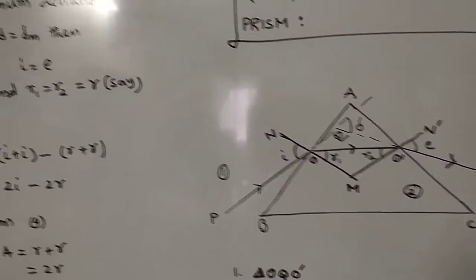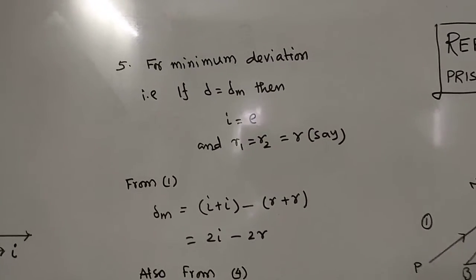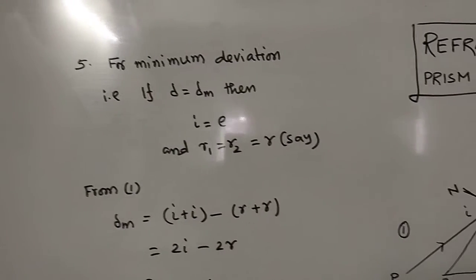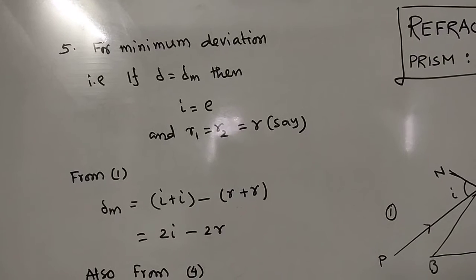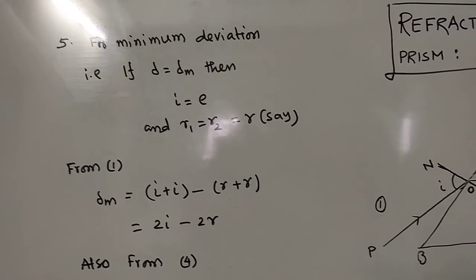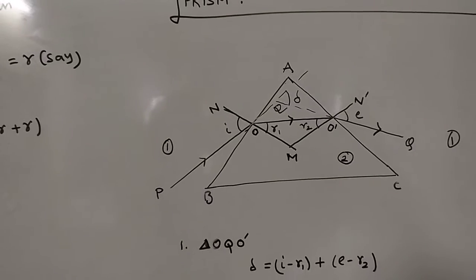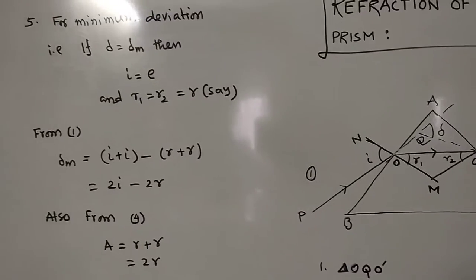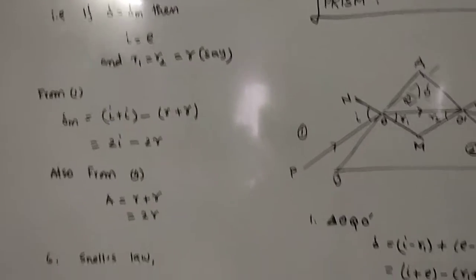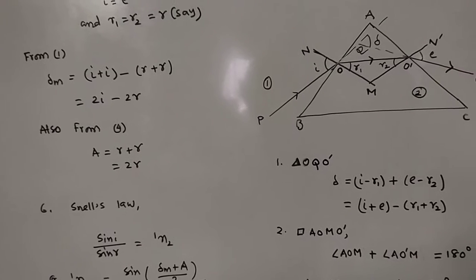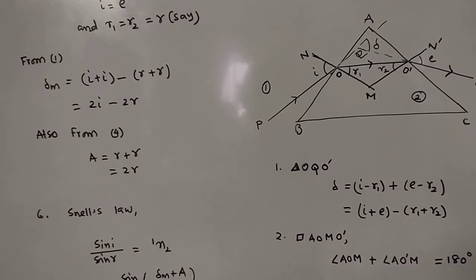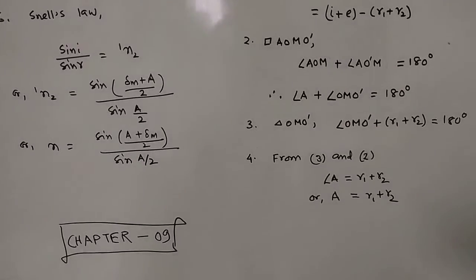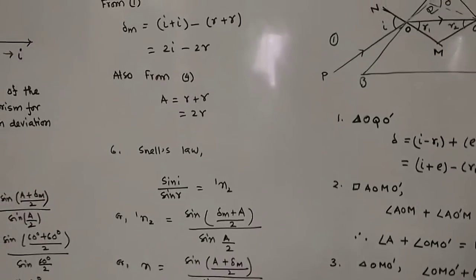So this deviation is minimum under this condition. For minimum deviation, that is if delta equal to delta m for minimum, then I equal to E and R1 equal to R2 equal to R. It means the angle of incidence is equal to the angle of emergence, and R1 and R2 both are identical. So if you substitute this in number 1, delta m equal to I plus I minus R plus R, so 2I minus 2R.